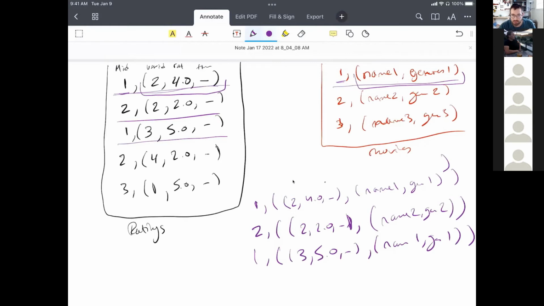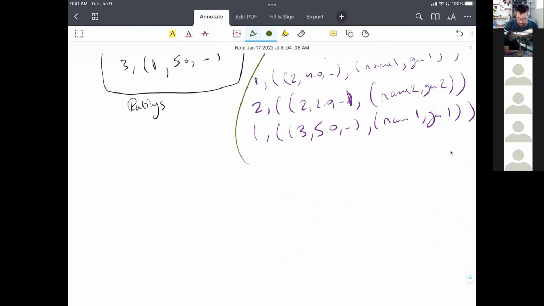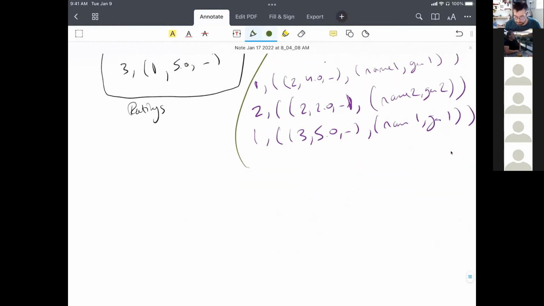So anyway, what you're seeing here is the joined return of both RDDs. Who doesn't get this part? Okay, I assume that means that everyone gets it.